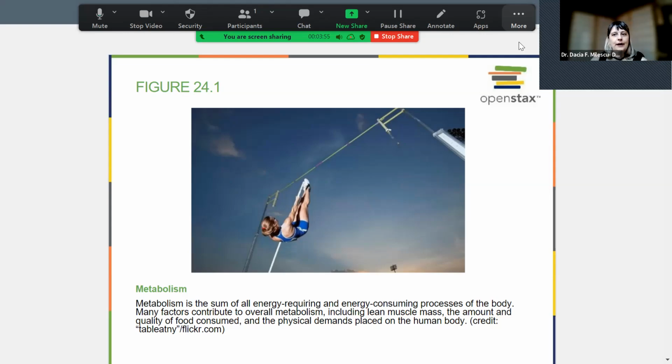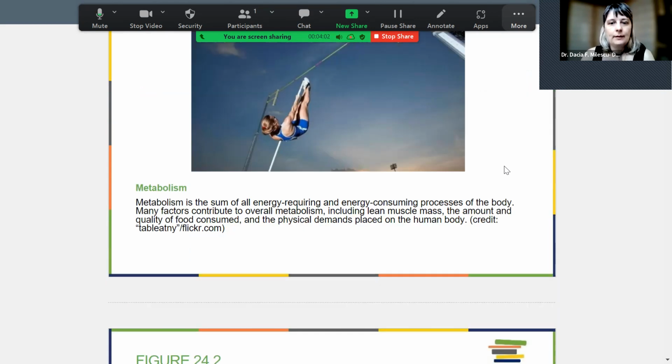Hello, I'm Dr. Malescu, and I'm going to be discussing today just a short micro lesson on metabolism and what metabolism is all about. Basically, it's consumption of energy based on input versus output. So input means food and drink, and the food and drink has energy, and we use that for our movement.